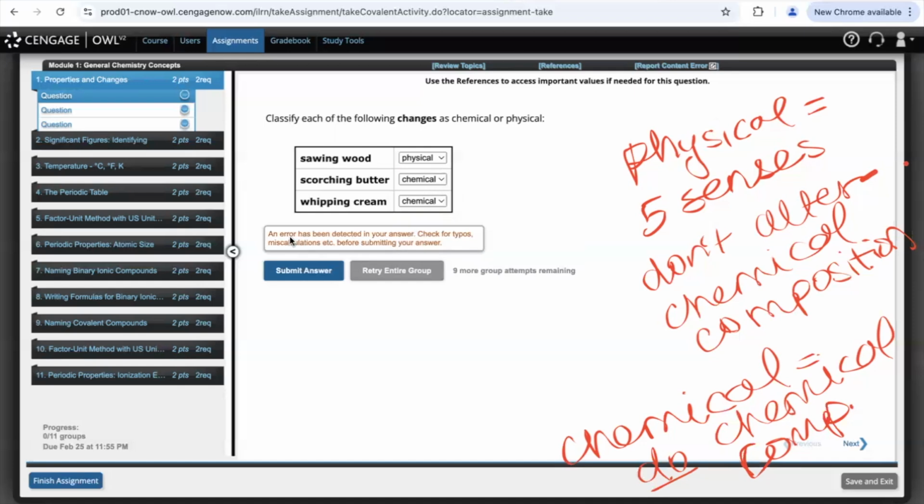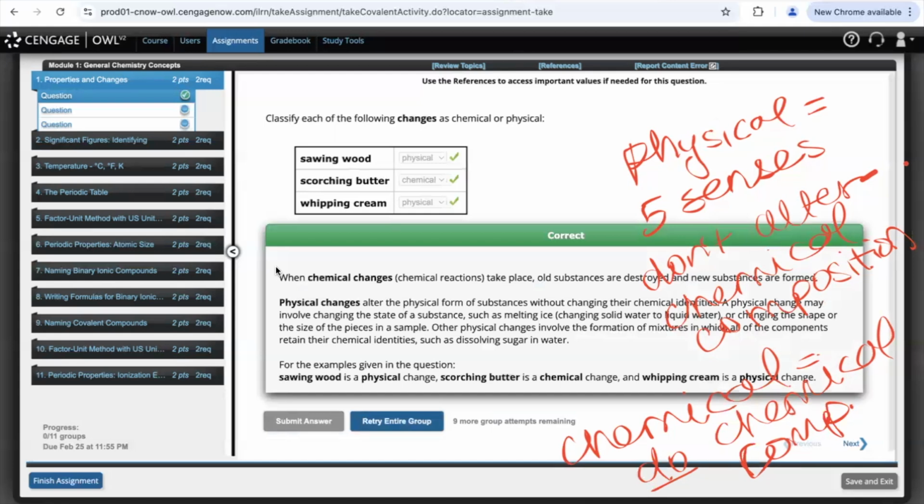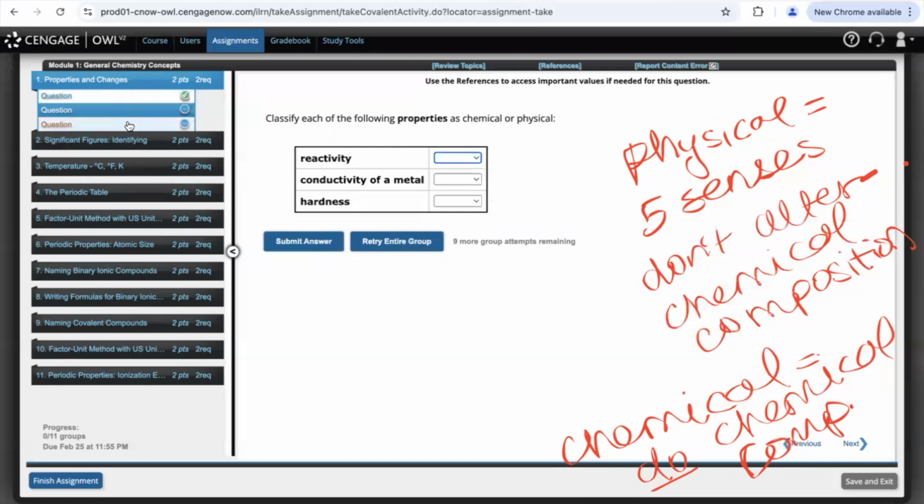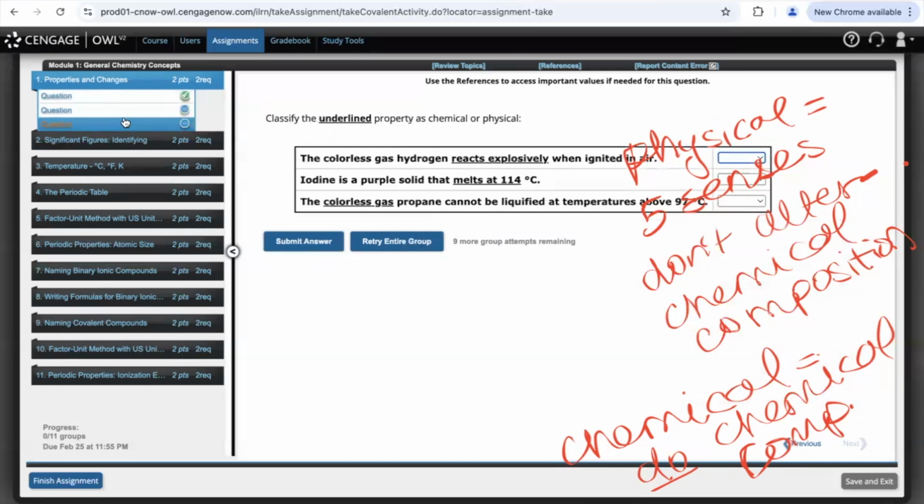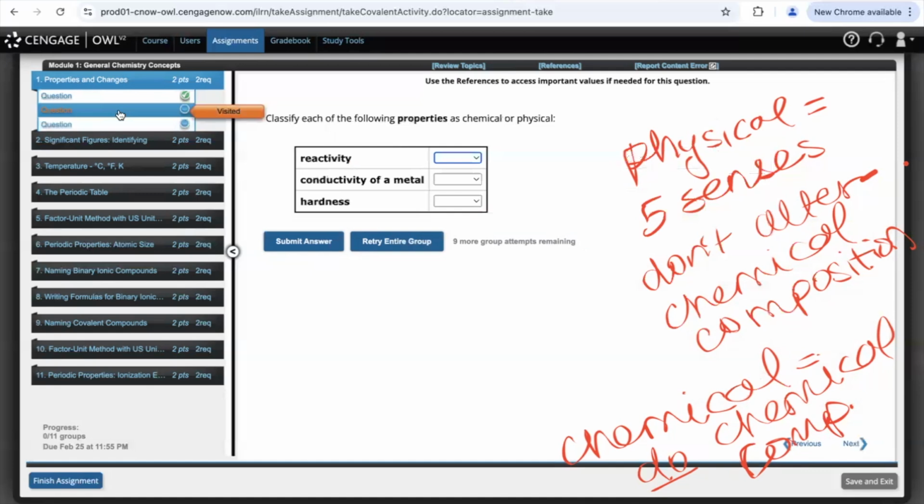Ooh. All right. So it looks like this error has popped up, which usually means don't hit submit again. One of your answers is wrong. So let's try whipping cream as being physical instead of chemical. There we go. All right. So when you got it correct, you'll get this box. If you get it incorrect, it gives you a little bit of feedback. All right. So you needed 2 of these in order to master. So I'm going to do the second one here.